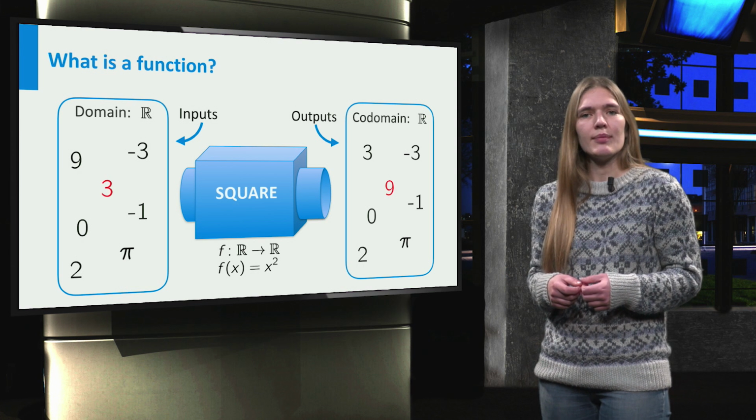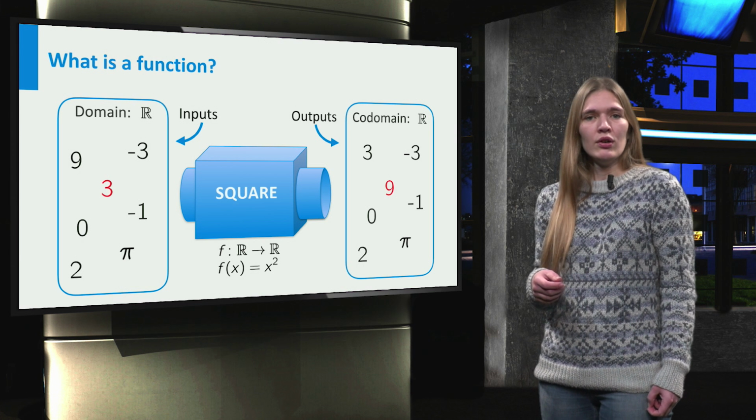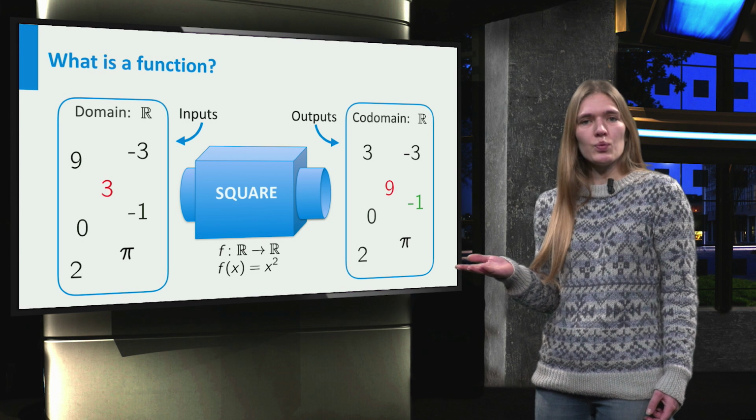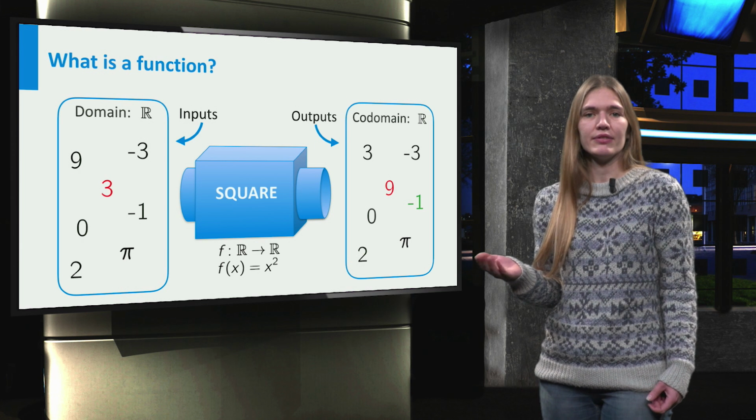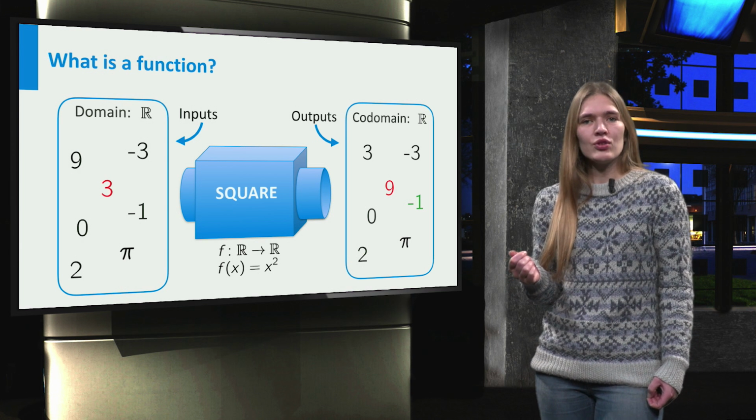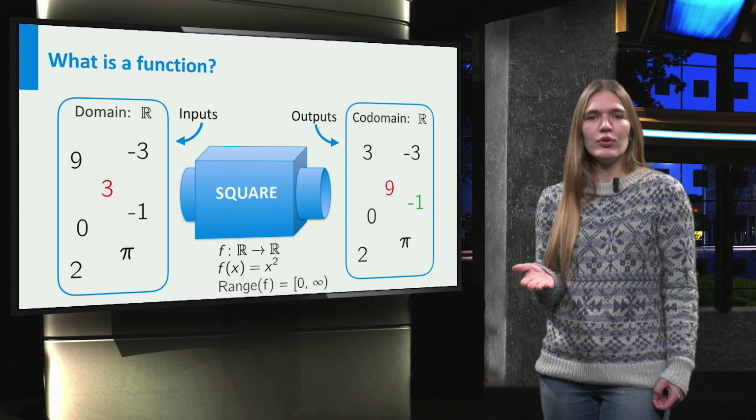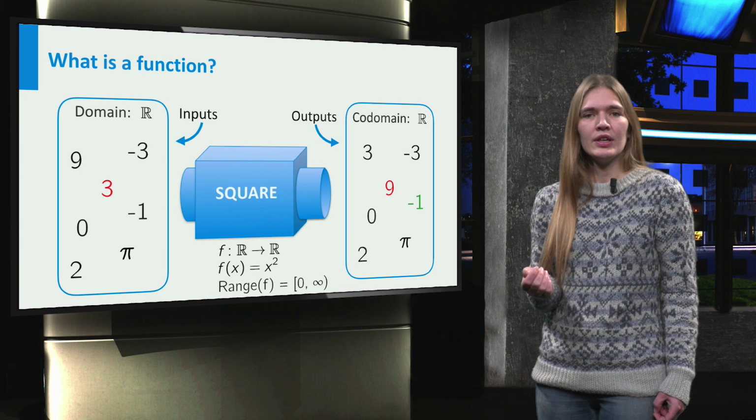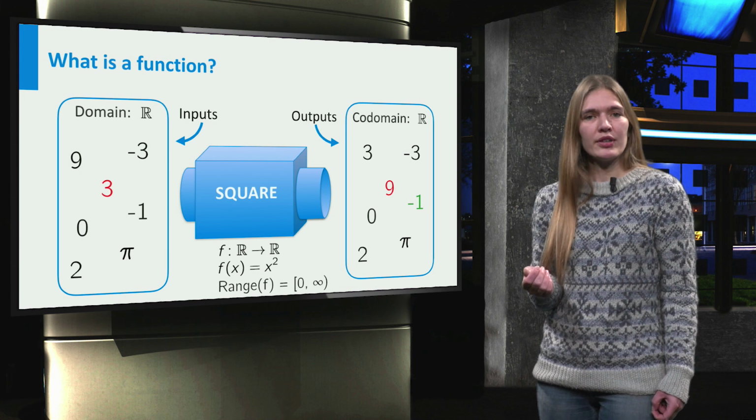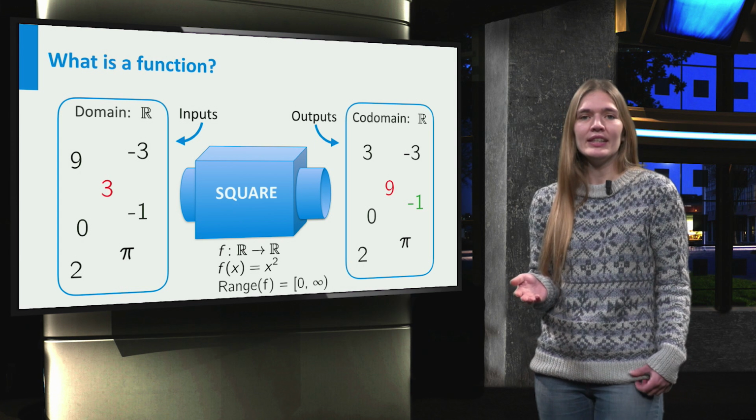Notice that not all elements of the codomain are reached as images by the function square. For example, the element minus 1 is not reached by the function square, since a square can never be negative. The set of all actual outcomes of a function is called its range. In our example, the range of f is the half-open interval 0 to infinity. Notice that the range is a subset of the codomain, but, as in our example, it does not have to be the entire codomain.